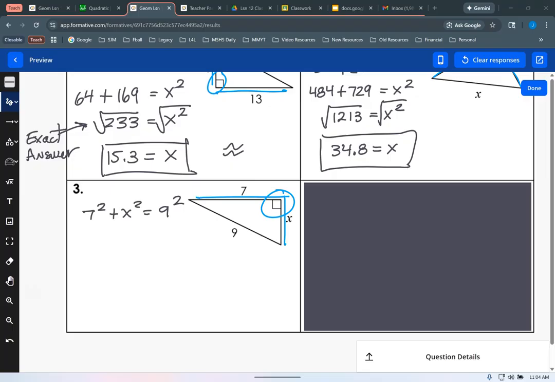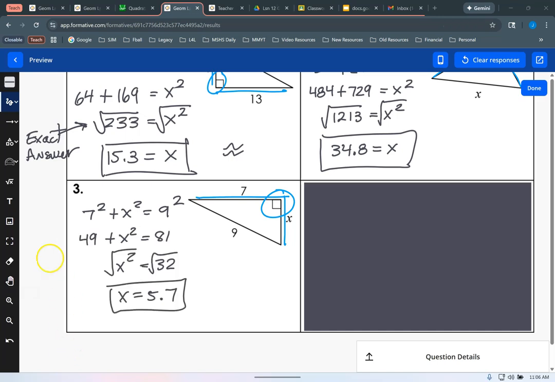But be aware of which side you're missing and you're looking for. And again, you can write this x squared plus 7 squared equals 9 squared. However you want to write it, that's fine. But your hypotenuse always needs to be by itself on one side of the Pythagorean theorem. Okay, for number 3, you should have come up with this right here. Take a look and see how you did.